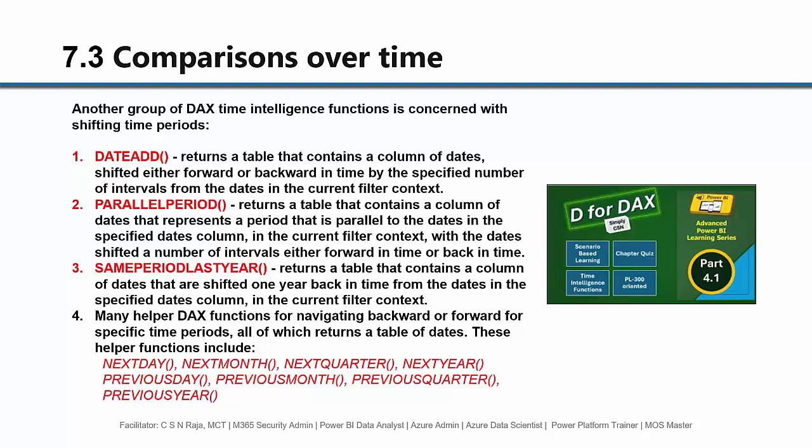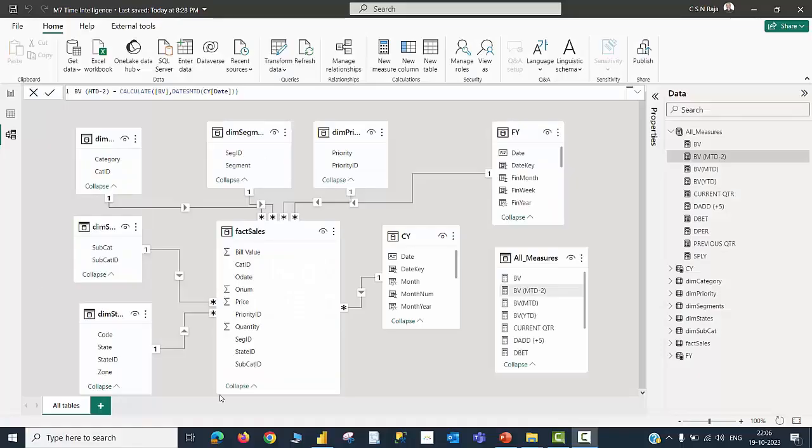Let me now jump into a demonstration and then come back to discussions of points. I have a data model readily available in my system. The name of the fact table is Sales, in which there is a column called Bill Value, a numeric column, based on which I'm going to create a couple of measures.